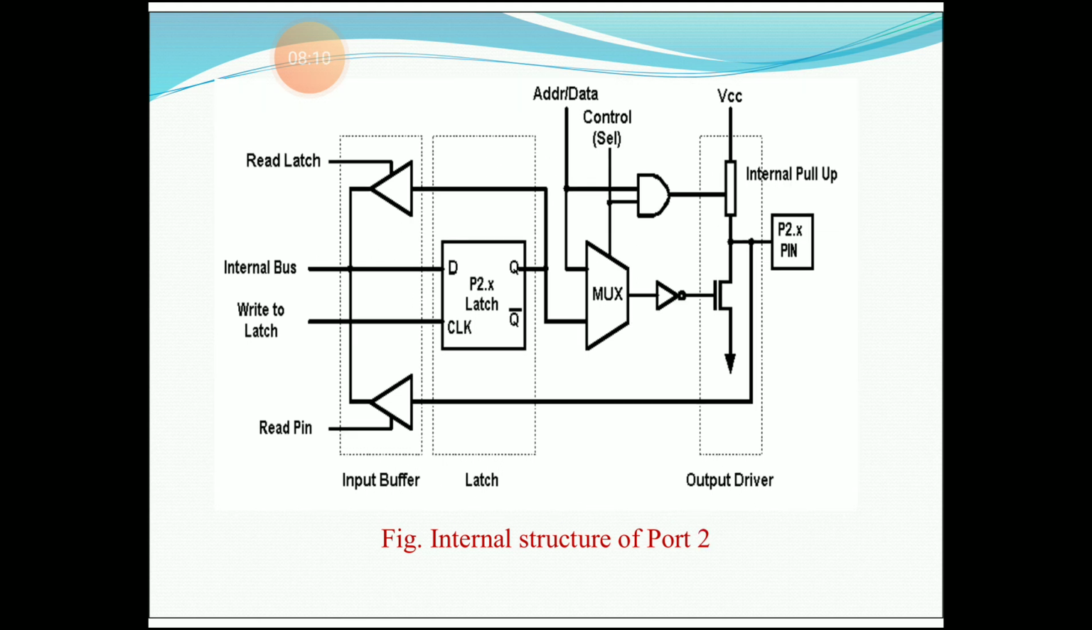Now let us see the internal structure of port 2. It is similar to port 0, but it consists of 8 address lines which are connected to port 2, A8 to A15. The function of this port is similar to port 0.